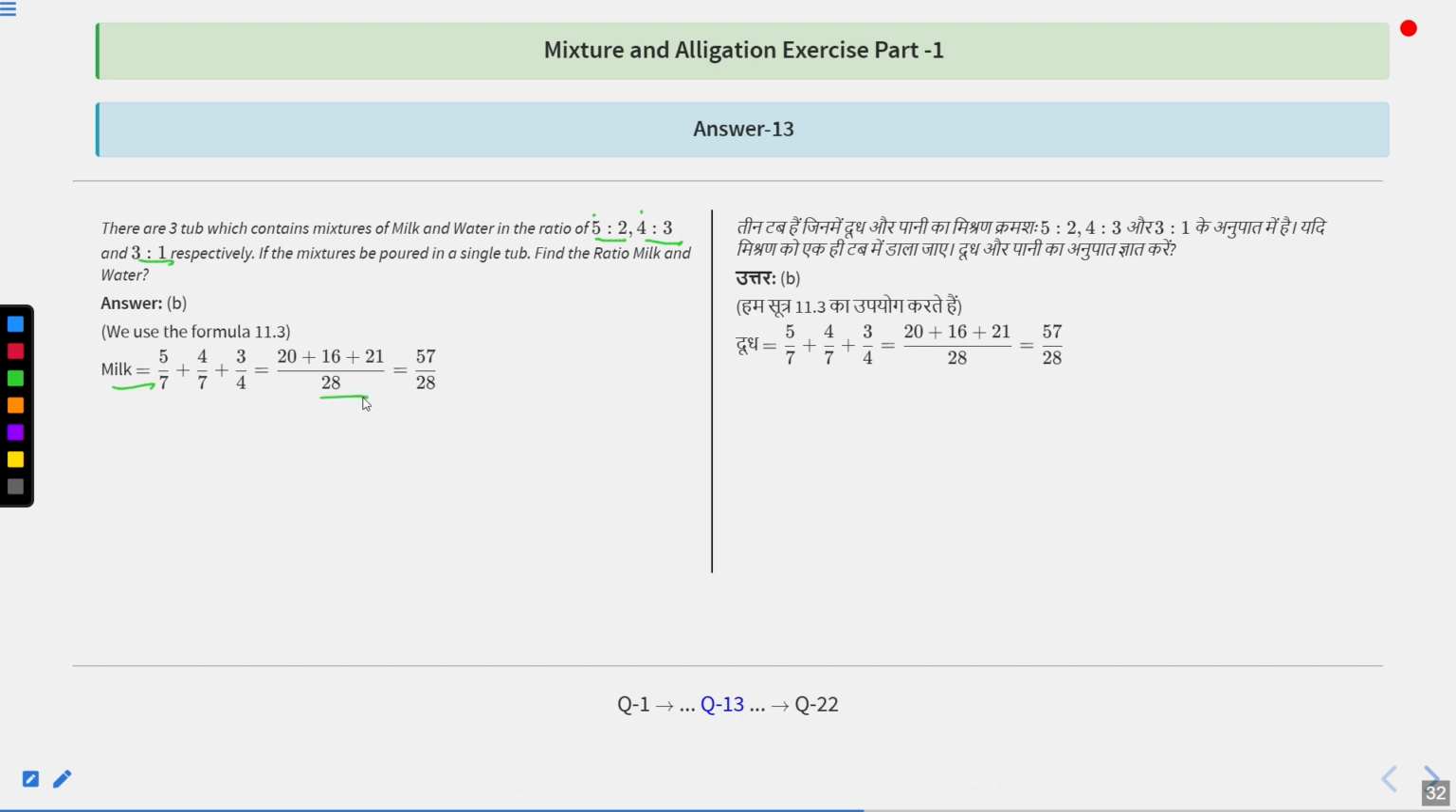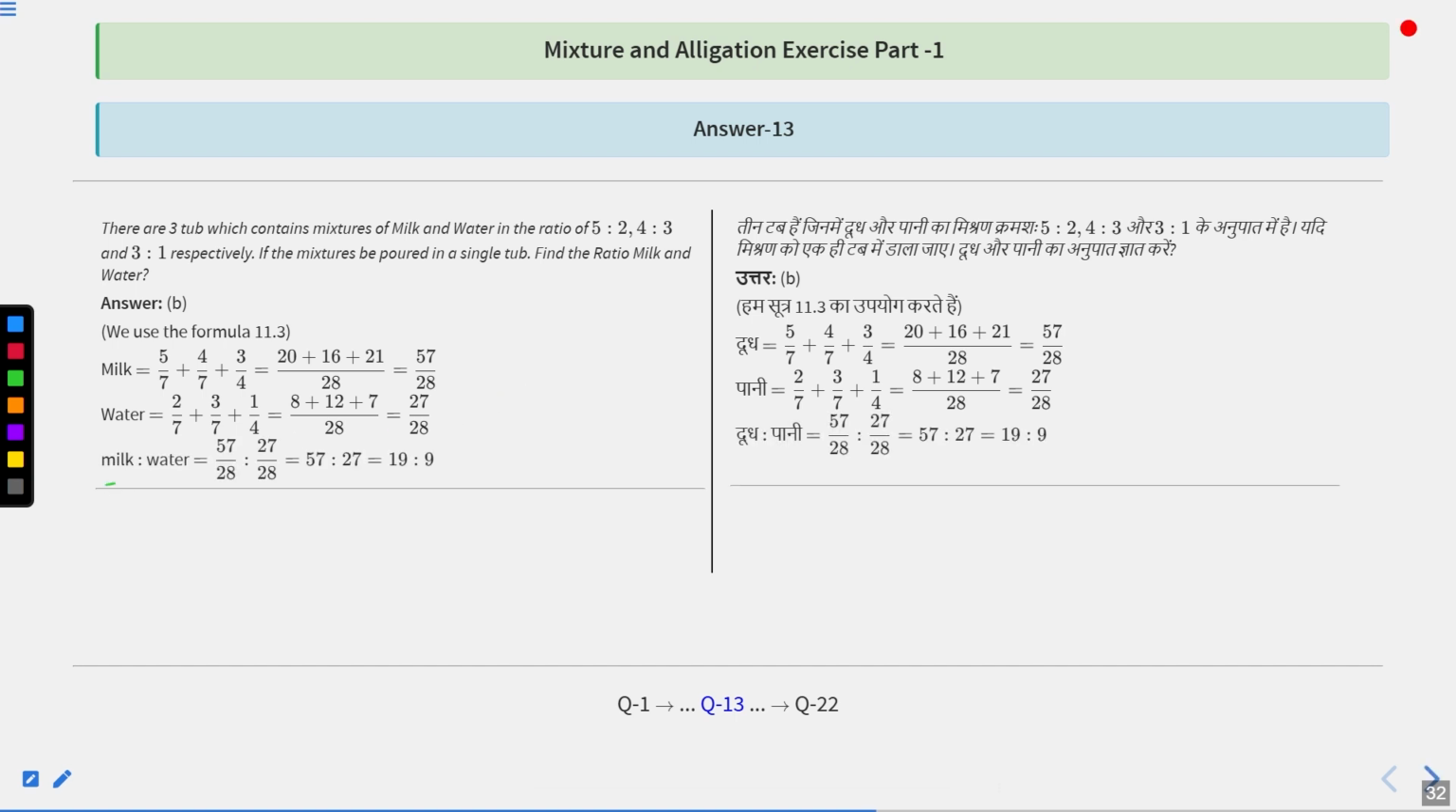We take the LCM, which is 28. And when we calculate it, we get 57 upon 28. Now, in the same way, we can easily calculate the water, which becomes 27 upon 28. Now we can make the ratio of milk and water, which is 57 ratio 27. When we simplify it, we get 19 ratio 9. B is the correct answer.